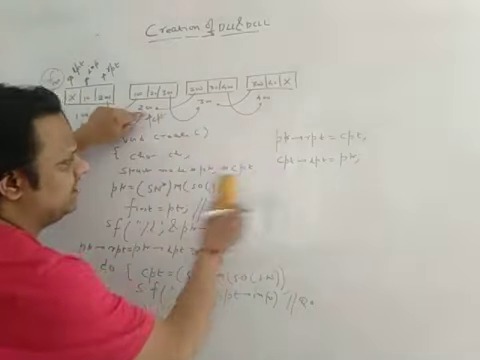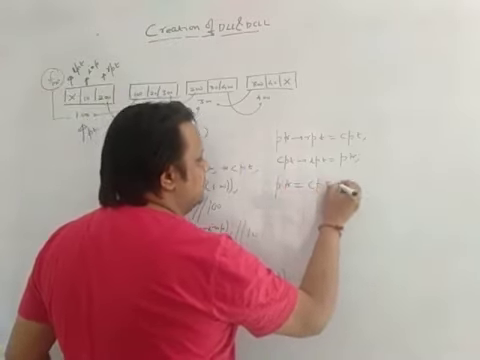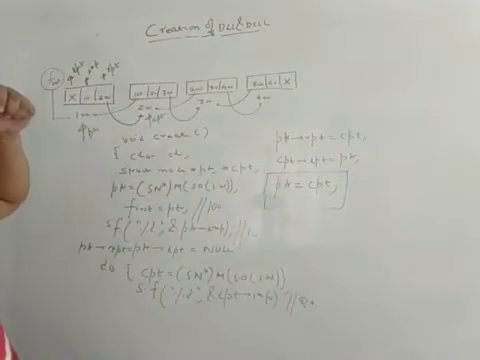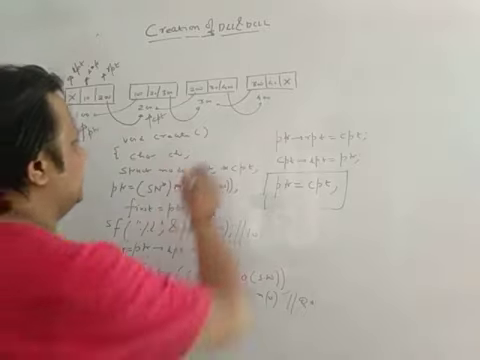Because if you do not write here that PTR is equal to CPT, if you forget to write this line, PTR is equal to CPT, then what happens? Let's suppose you do not write it. If I do not write PTR is equal to CPT and I run a loop, this new node gets created and this becomes my CPT.